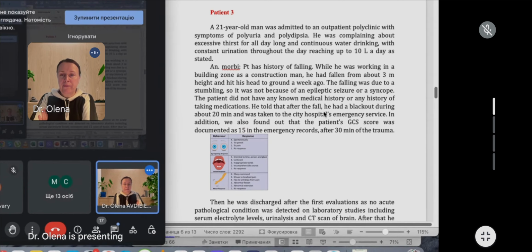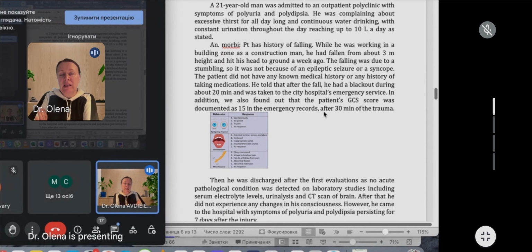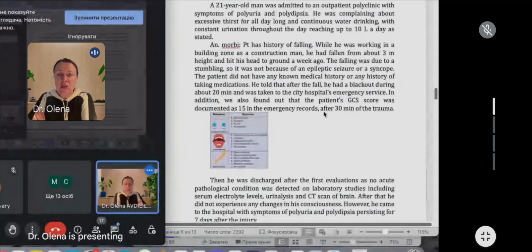In anamnesis morbi, the patient has a history of falling while he was working in a building zone as a construction man. He had fallen from about 3 meters height and hit his head on the ground a week ago. The falling was due to stumbling, not because of epileptic episodes or syncope. The patient did not have any known medical history or any history of taking medication. So previously, he was healthy.